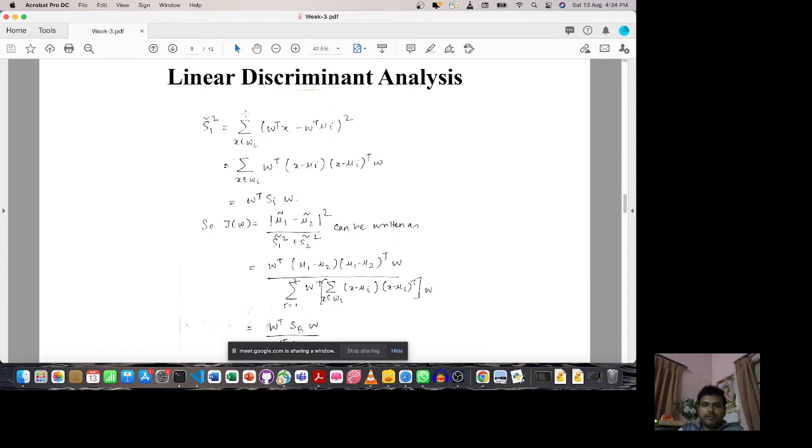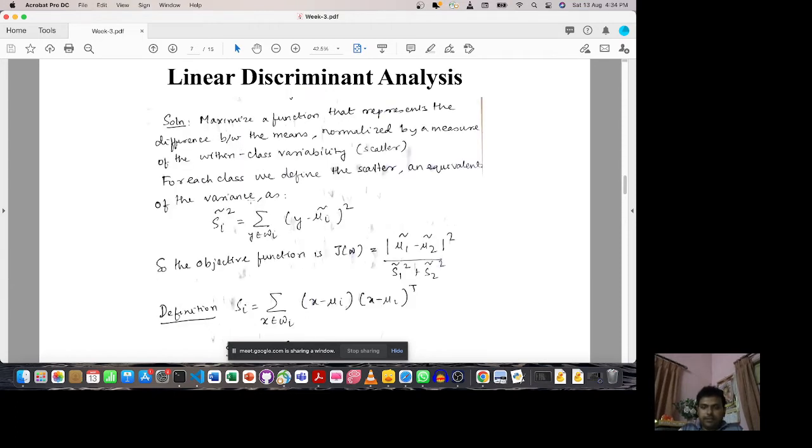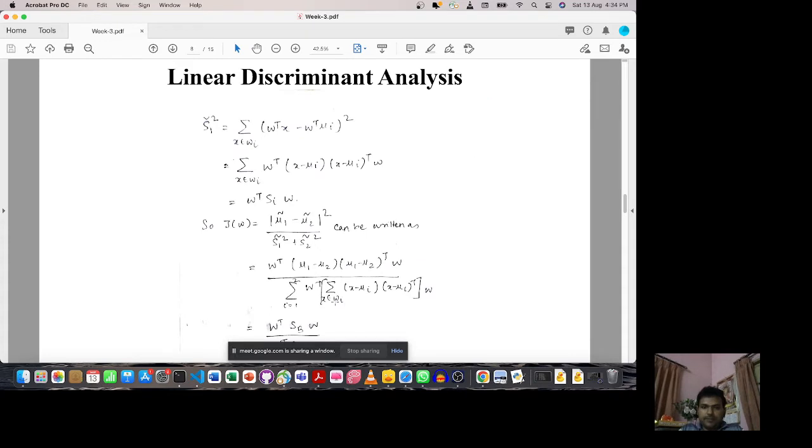So this is the Si square that we are talking about, S1 square and S2 square. Correspondingly, the numerator also becomes mu 1 bar minus mu 2 bar whole square, and this becomes W transpose SB into W, where SB is defined as mu 1 minus mu 2 into mu 1 minus mu 2 transpose.